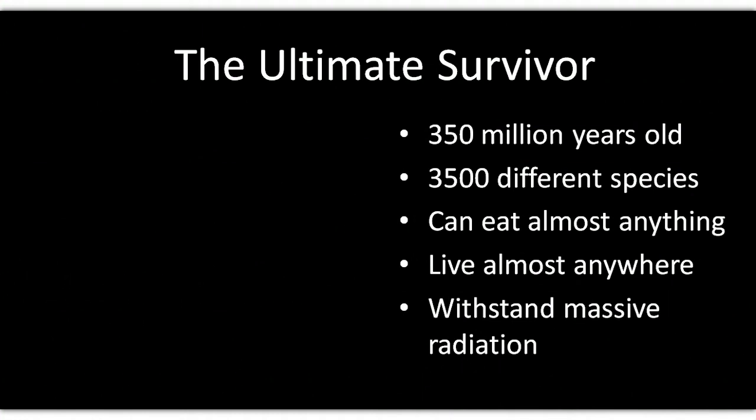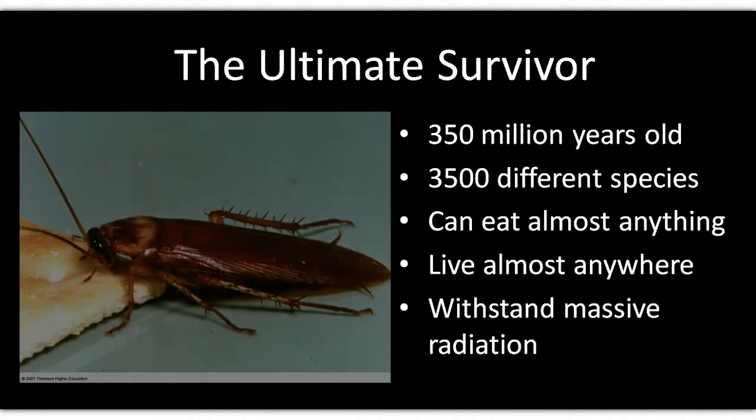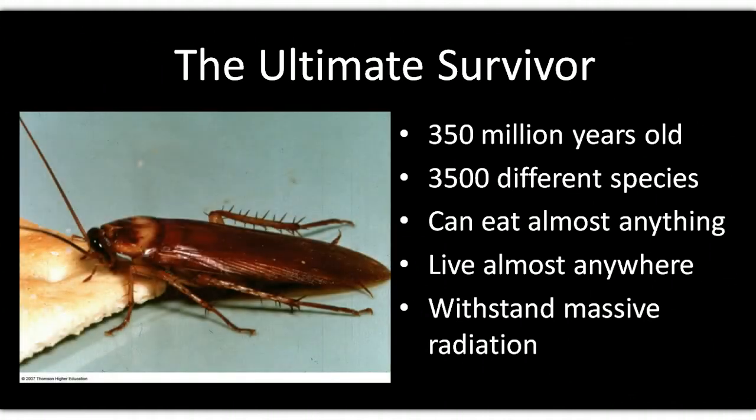This one here is just kind of a guess who. The ultimate survivor: the species, or some type of that species, has been around for about 350 million years. There are lots of different species within the group. It can eat just about anything, live almost anywhere, and can withstand massive amounts of radiation. That species would be the cockroach. Yes, so they will inherit the earth.